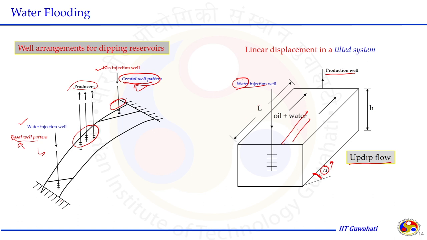So let's say the length is L, the height is H. This is a linear system where the cross-sectional area is A. The oil is in this domain, water is injected, and both oil and water will be moving upward. That's why it's called updip flow. If we reverse the position, making this the injection well and this the production well, then alpha will be negative, and this condition is called the downdip flow condition.